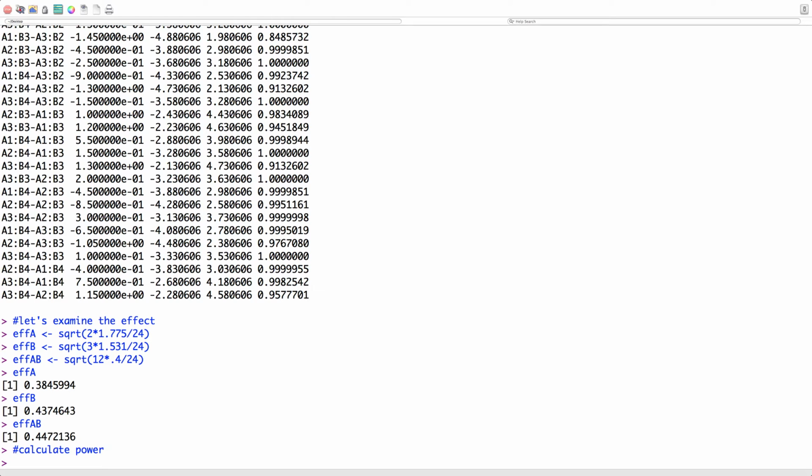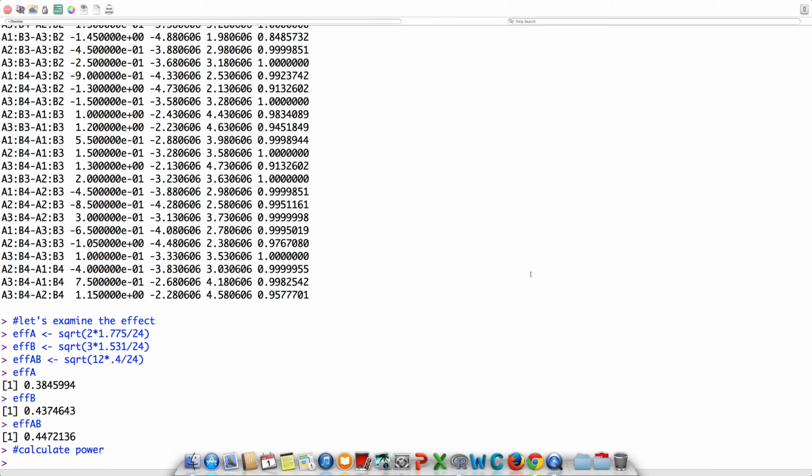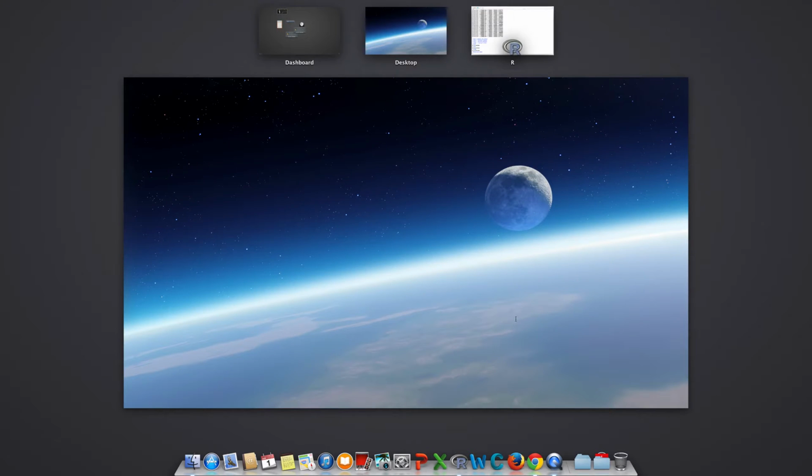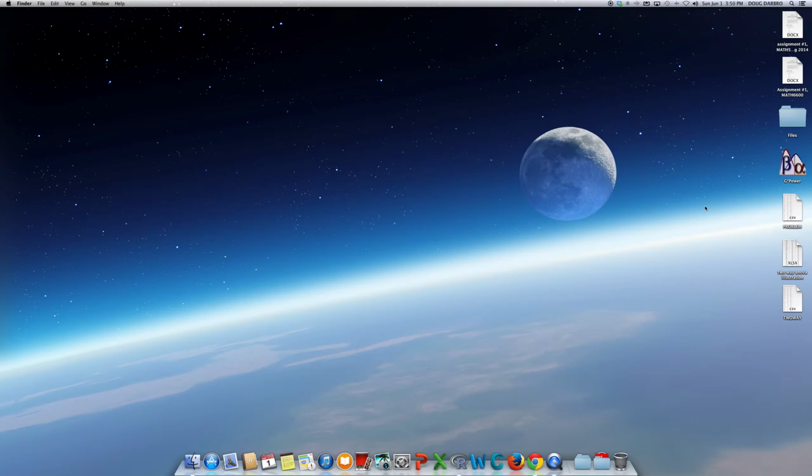Well, I guess I'm going to go back and forth. So what I like to do, I think one of the easiest power tools is one that I've downloaded, and I highly recommend that you download it. It's called GPower.